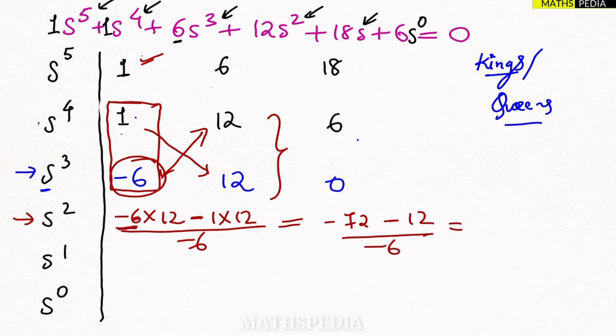So how much will it be? It will be equal to minus 84 divided by minus 6. Minus minus cancel. If you divide 84 by 6, how much will you get? 1s are 4s are, right? So 14 you will be getting.